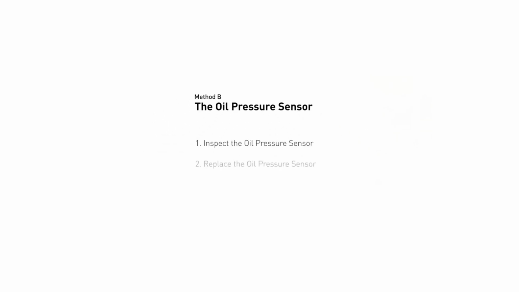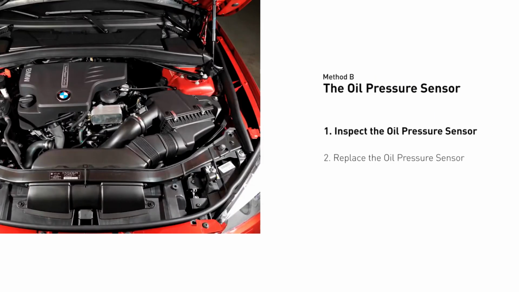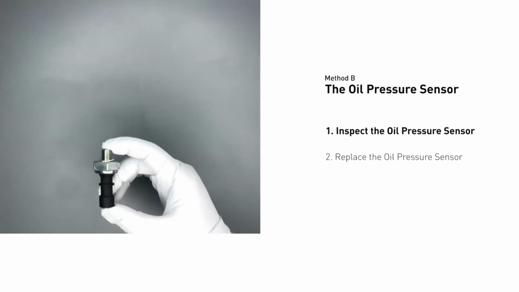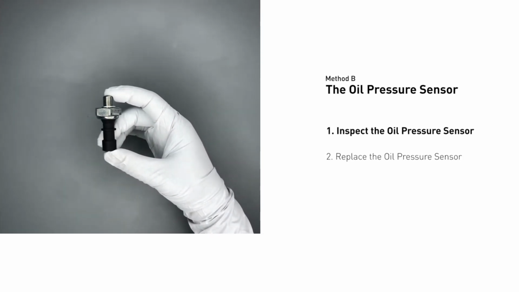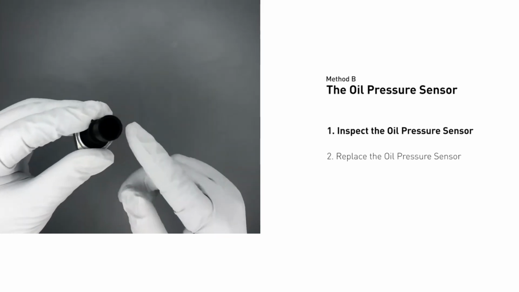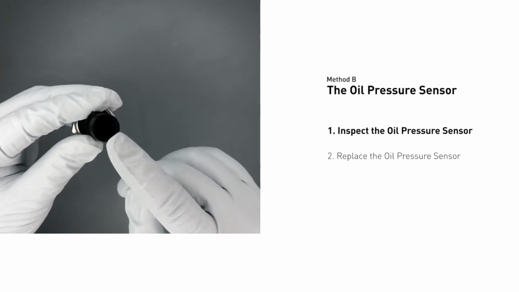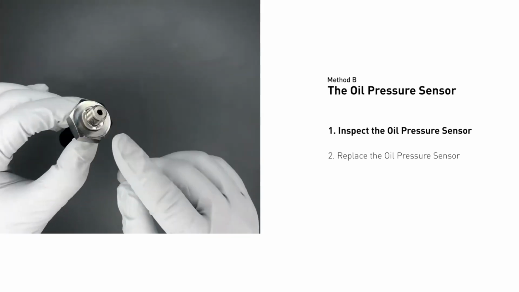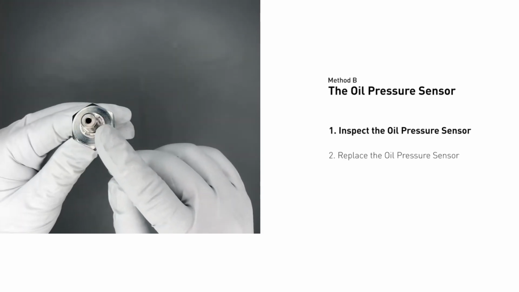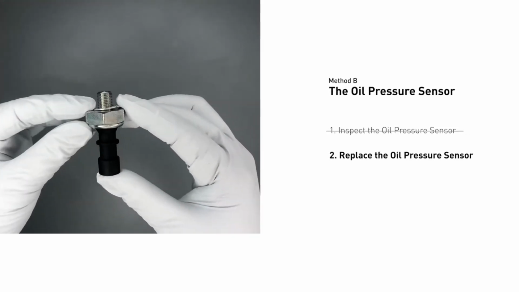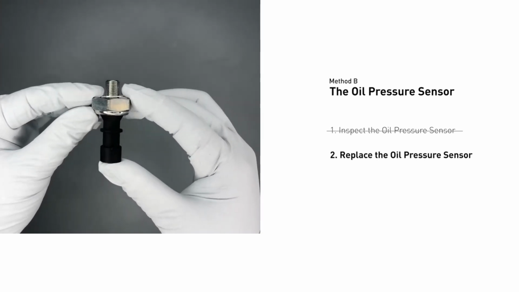Method B. The oil pressure sensor. The oil pressure sensor is most often mounted in the engine block or the cylinder heads. Carefully remove the oil pressure sensor from your vehicle. Visually check the oil pressure sensor's electrical connections and metal tabs for any damages. If the damages are found, replace the oil pressure sensor.